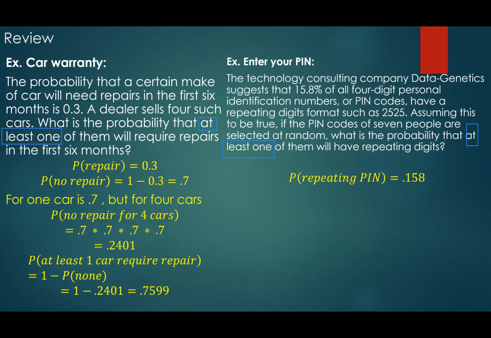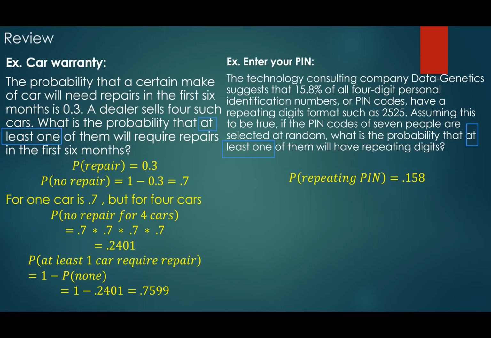0.158? And again, remember, I told you guys that on your homework, if they ask you for a decimal, you have to convert your percentage to decimal by moving the decimal place 2 places to the left. If they give you a decimal and ask you to convert it to a percentage, you have to move it 2 places to the right. So in this case, 15.8 converts to decimal to give me 0.158. Now that is for one person. If I select one person based on this data, the probability that person has a repeated pin is 0.158.